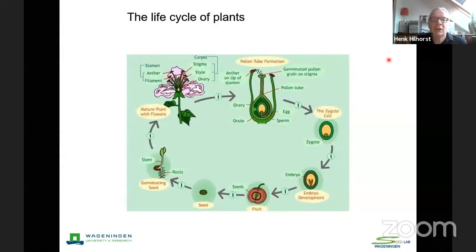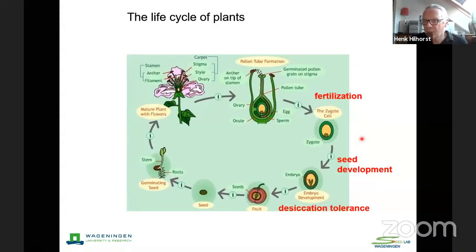So let's have a look at the life cycle of plants. Here you have the life cycle, and of course starting with fertilization, and from there the seed starts to develop after successful fertilization. And then the seeds become desiccation tolerant. They can be dried. The seeds may become dormant. I will come back to that later. And then we finally have a ripe seed or a mature seed.